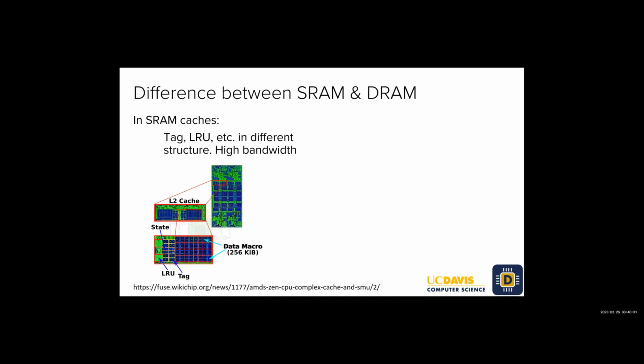So in SRAM caches, things like the tag, the LRU, all this metadata that you need to store in order to get caches to work, that's stored in a separate structure from the data. There's a separate SRAM array. And that SRAM array, in fact, can be higher bandwidth and lower latency than your data array. And so accessing the tags doesn't really cost you anything in these SRAM systems. So you can access the tag and data in parallel. You can do extra tag accesses if you have coherence requests, et cetera.